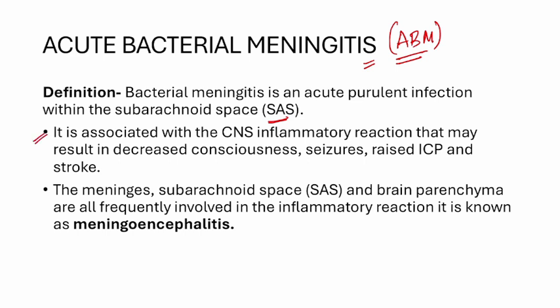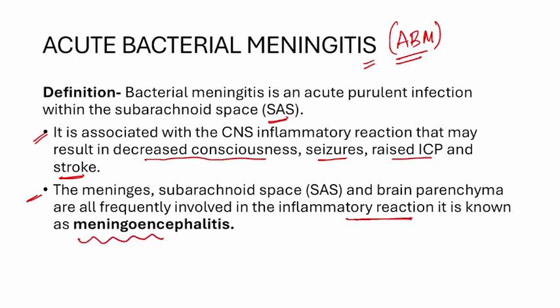See, meningitis means inflammation of the meninges, not inflammation of the brain. But in most cases, whenever there is inflammation of the meninges, the inflammation spreads down to the brain parenchyma, or there is at least some inflammatory reaction because of the cytokines, which affect the brain parenchyma, and that causes decreased consciousness, seizures, raised ICP, and stroke in severe cases. The meninges, subarachnoid space, and parenchyma are all frequently involved in the inflammatory reaction, right?